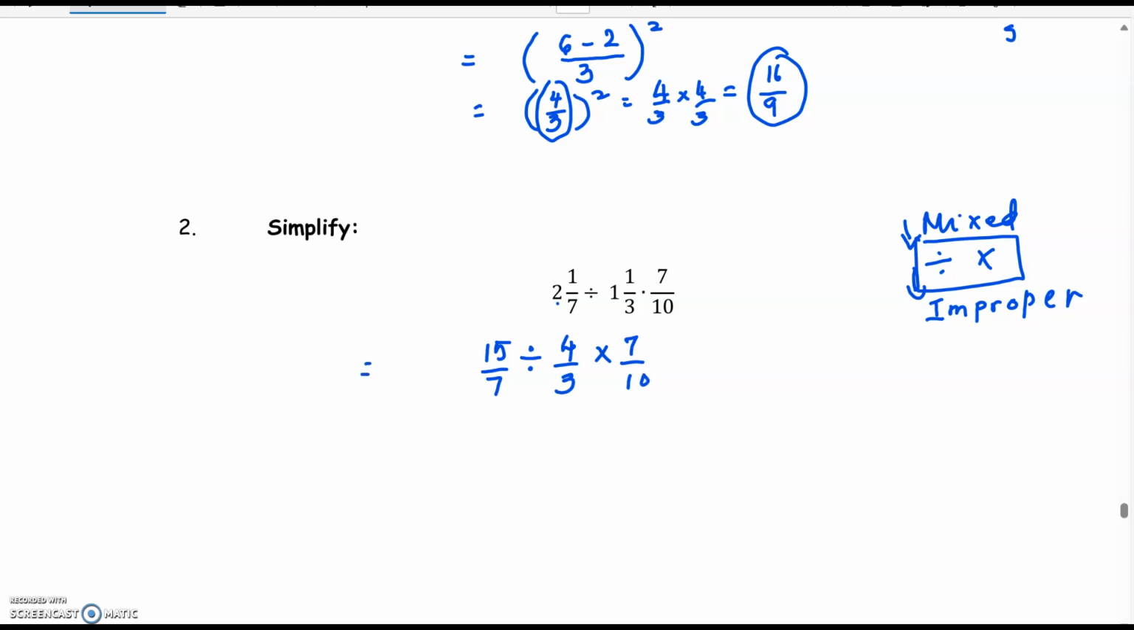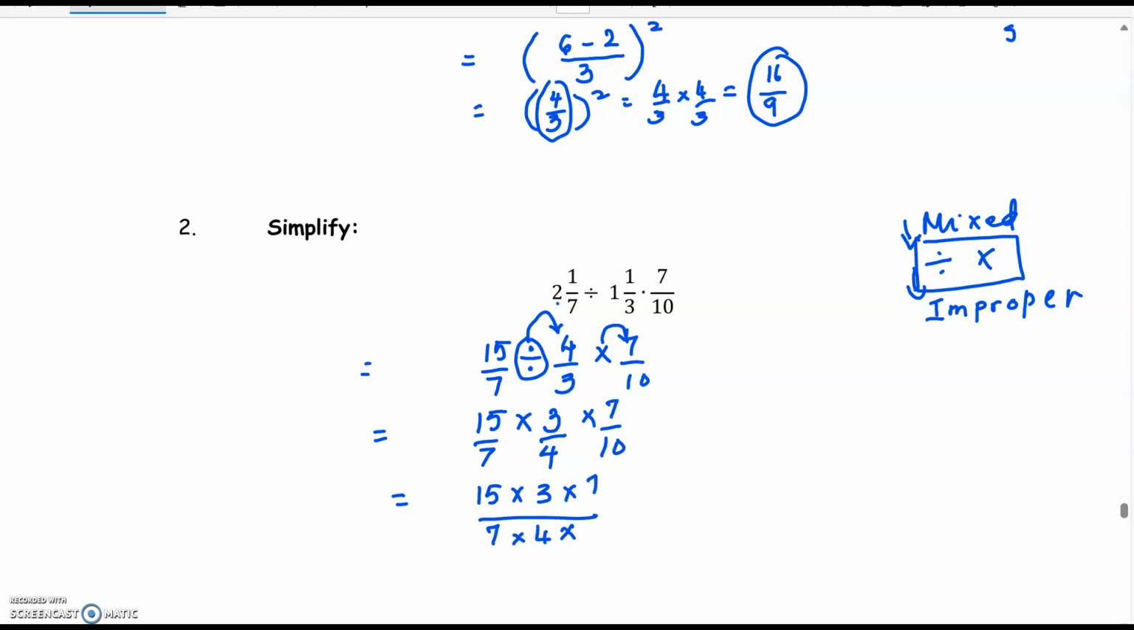So once we've changed the mixed numbers to improper fractions, then the division has to change to multiplication first before we can do anything else. Do not cancel, do not do anything unless we change division to multiplication. The minute we change division to multiplication, we flip the fraction, the one fraction to the right of the division sign, and then this is what we get. Notice that this is multiplication, so you do not need to flip that fraction. So 15 times 3 times 7 divided by 7 times 4 times 10.